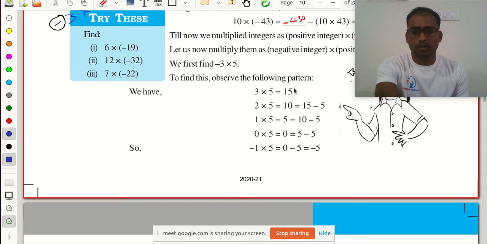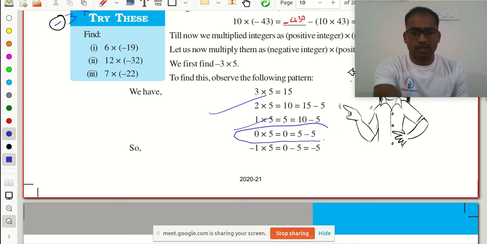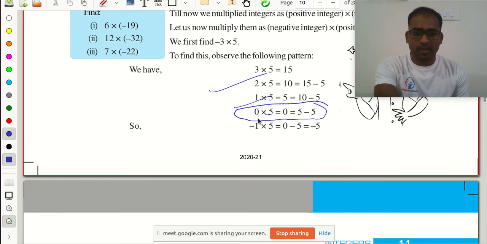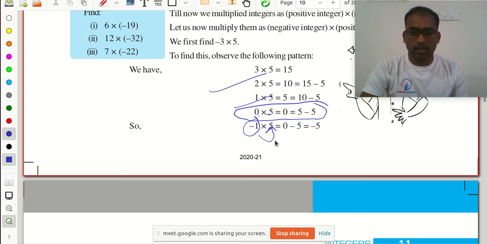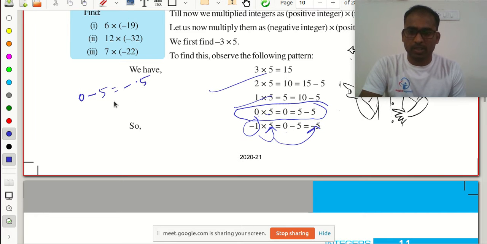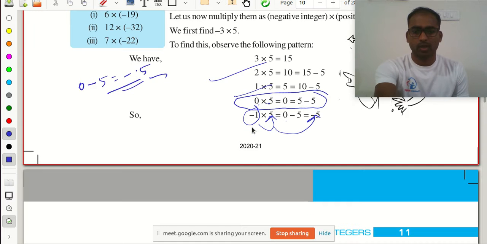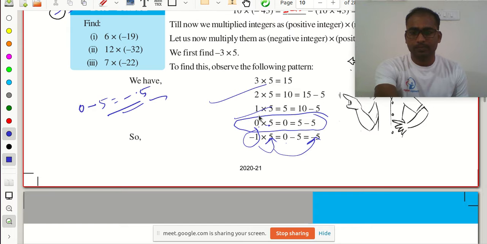Okay, so you all know these things. 0 multiplied with something will be 0 only. 0 into 5, 0 fives is 0. I can write this as 5 minus 5 is 0. And a negative integer with a positive integer, we will get the negative integer only. Minus 5. Understood? So this minus 5 I can write as 0 subtract 5. That is, 0 minus 5 is also how much? Minus 5 only. Okay, this concept is clear now?